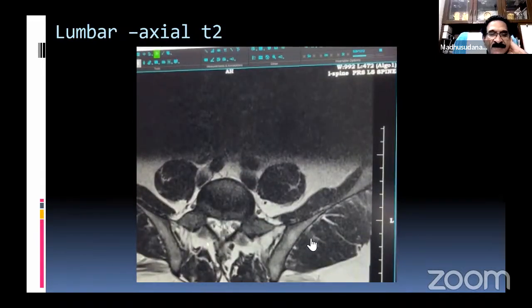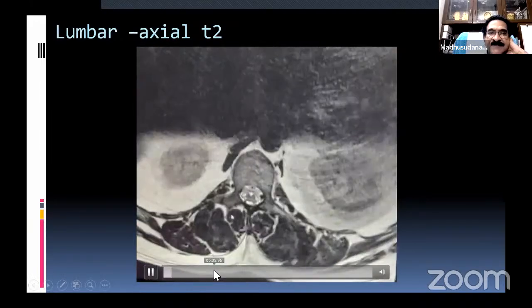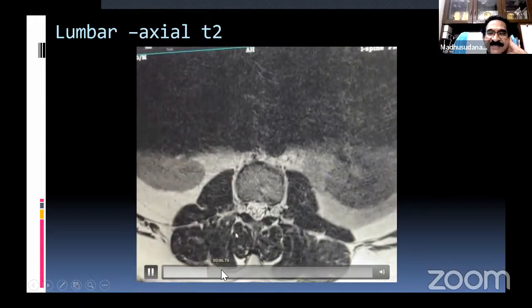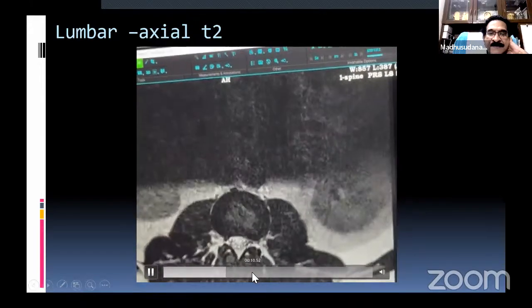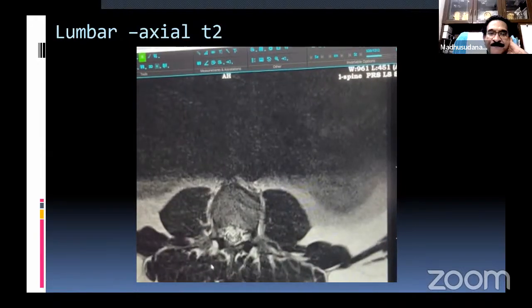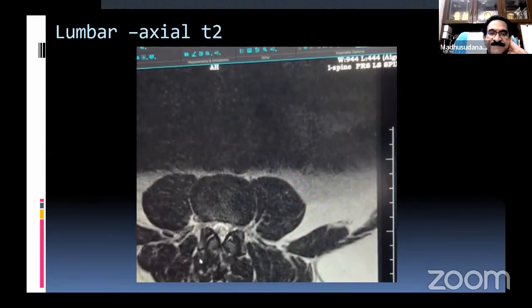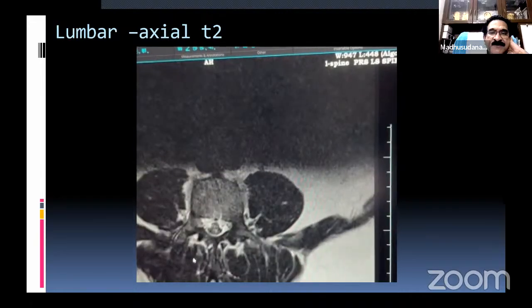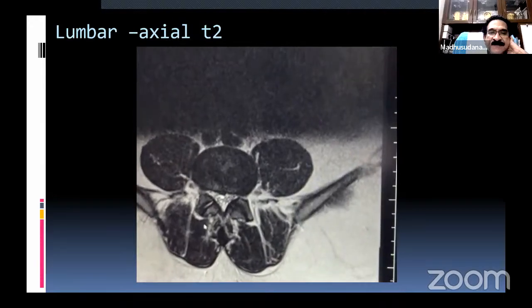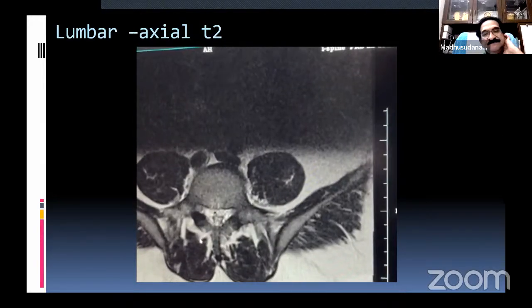Did you make out that thing? I'll tell you. Here the roots are separate, not even to say arachnoiditis. Now come down, in some areas it has come. Again separate. Now it has become clumped together. These areas, these two areas.